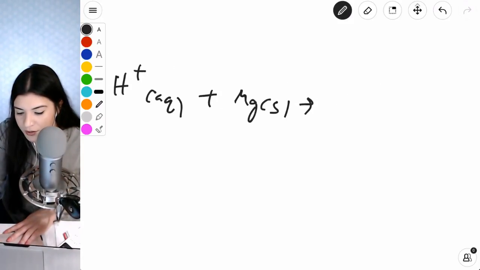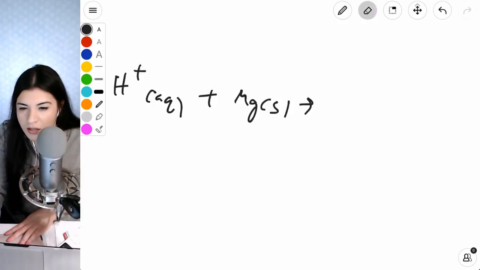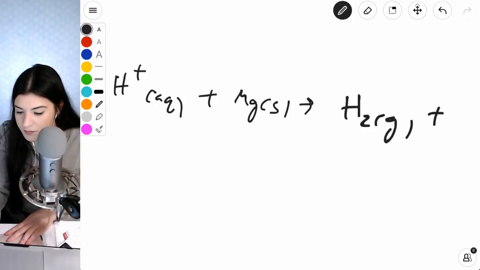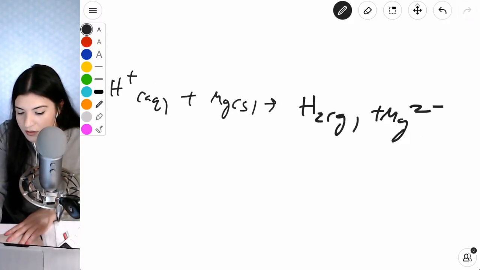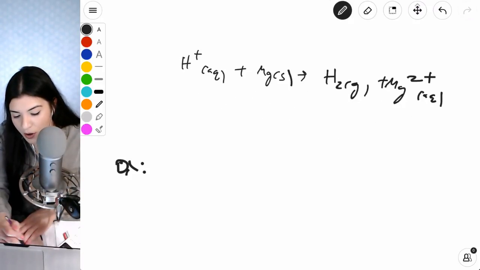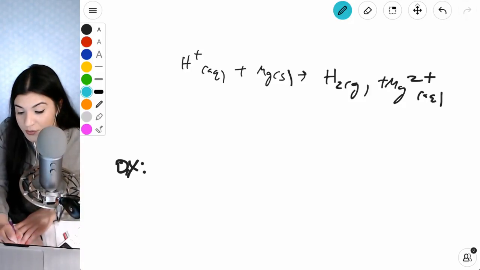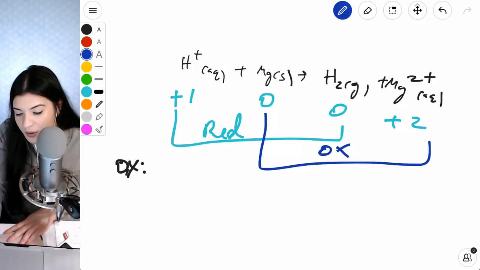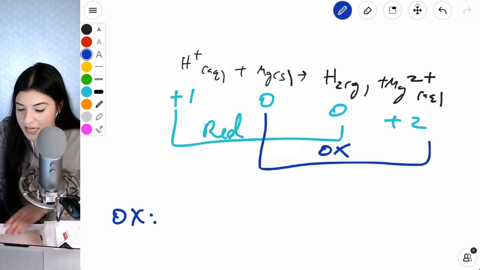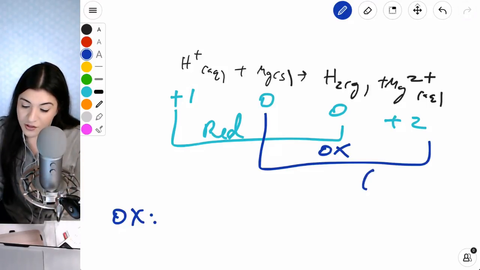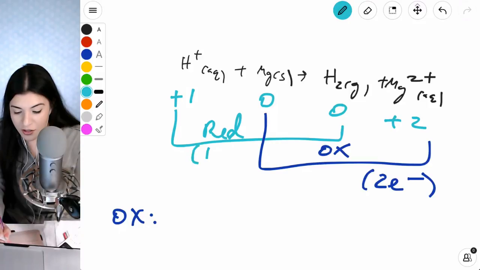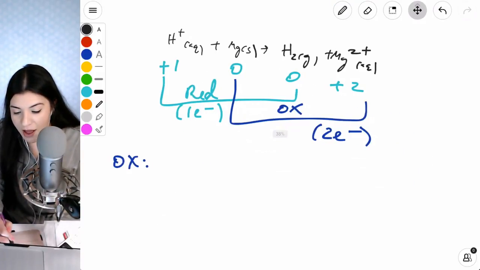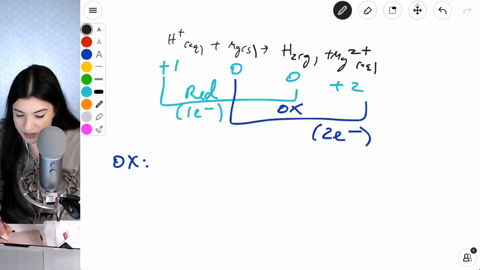Going back to this question, we really found our half reactions before. This is H2 gas, magnesium 2+. Before, we found the oxidation numbers: +1, 0, 0, and +2, where this was reduction and this was oxidation. In oxidation, we had 2 electrons moving, and we had 1 electron in reduction. So redrawing the half reactions, where was it?